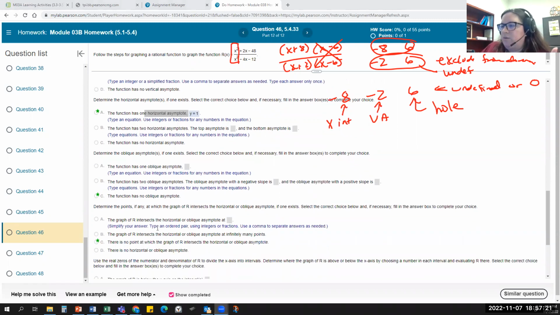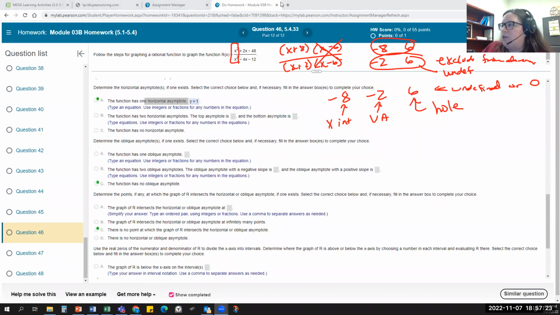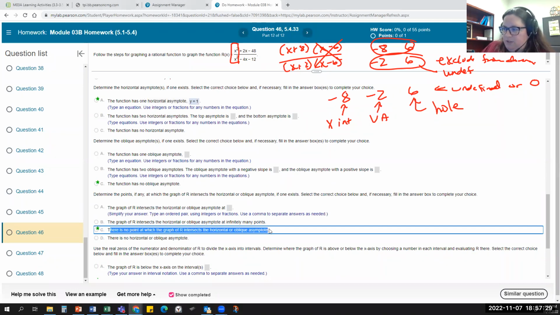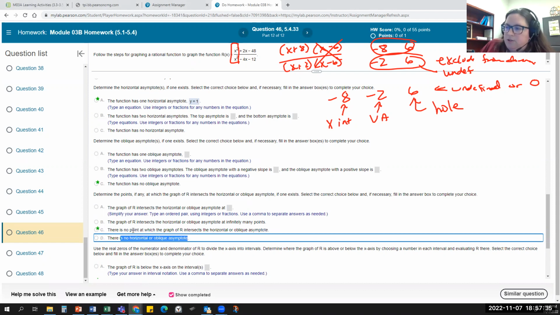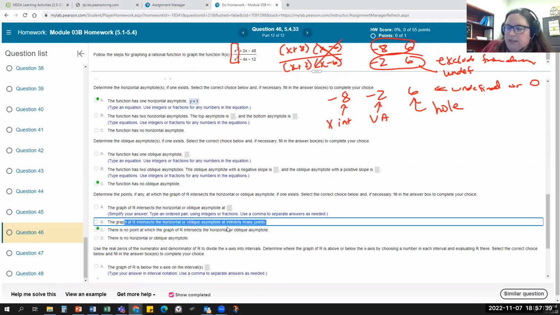It's really one question. But then it asks about points of intersection. If you don't want to worry about that, you want to just choose there is no point at which the graph intersects the horizontal or oblique asymptote. Or there is no, if there wasn't either, then choose that. You're pretty much never going to have the infinitely many points. I don't think I've ever seen one that was that. So you should definitely not choose that.